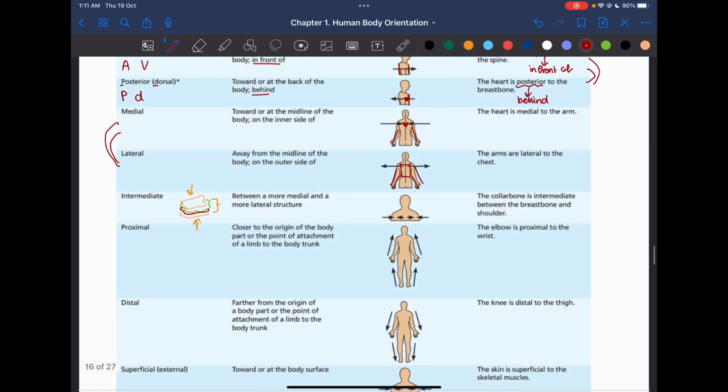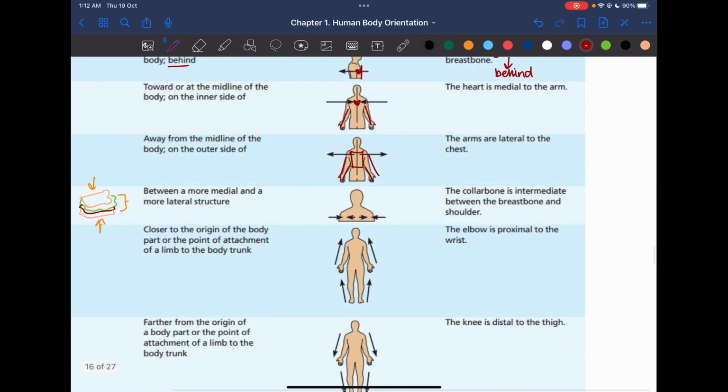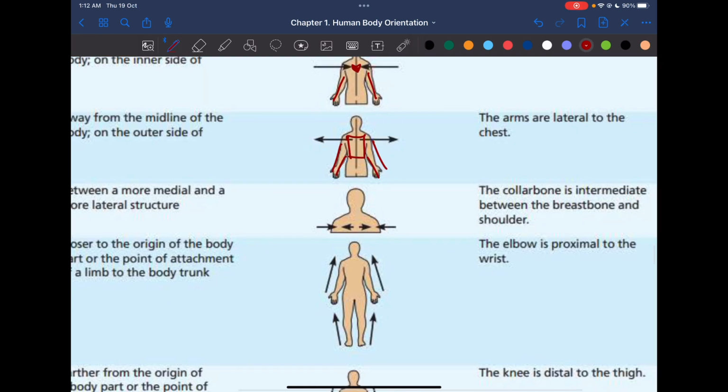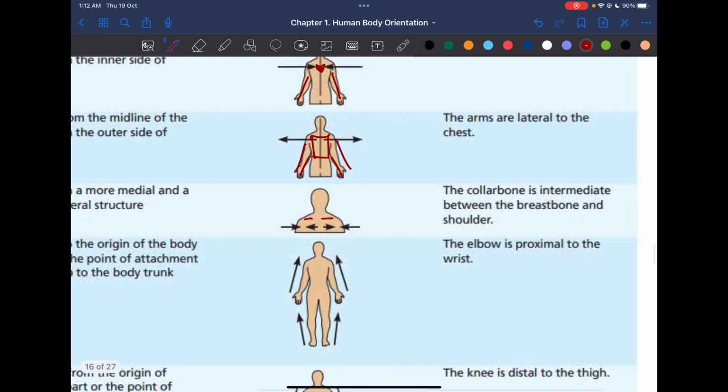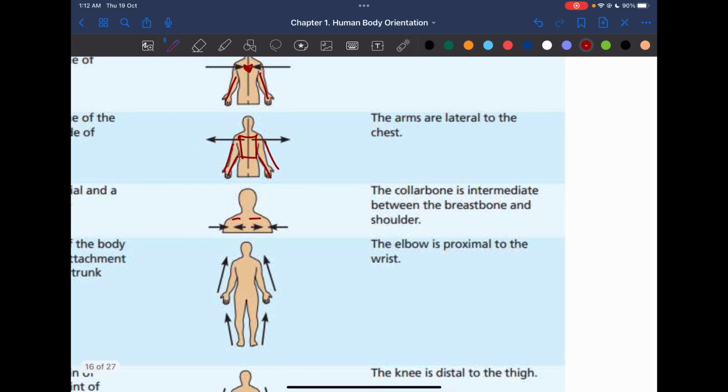Okay, so yeah. Here you can say intermediate is between a more medial and a more lateral structure. So if you think about it here, the collarbone, which is here, is intermediate between the breastbone, which is basically in the midline, and the shoulder. Here's the shoulder. It's in the middle between them.